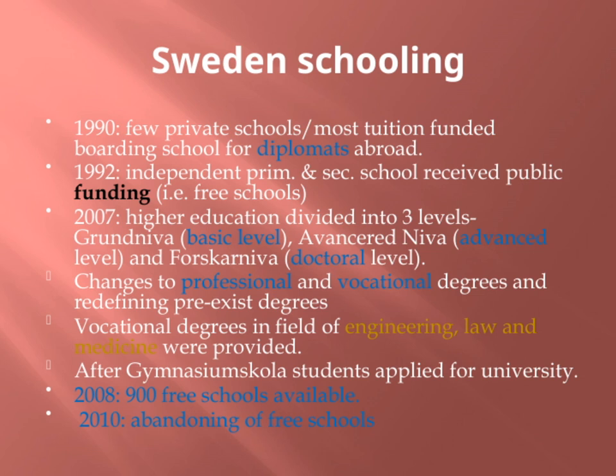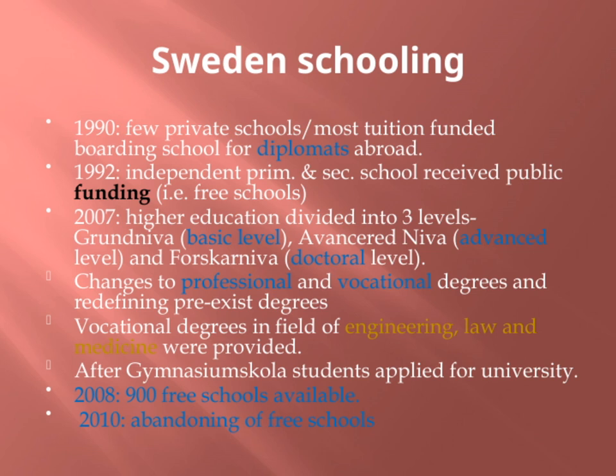Moving forward to 2007, the higher education system was restructured into 3 levels: Grundnivå, which is the basic level; Avancerad Nivå, the advanced level; and Forskarnivå, which is the doctoral level. This change aimed to clarify the progression pathways for students and better define academic hierarchies. During this period, there were also important updates to professional and vocational degrees, with new programs in fields like engineering, law, and medicine being introduced. This provided more specialized pathways for students interested in these careers.